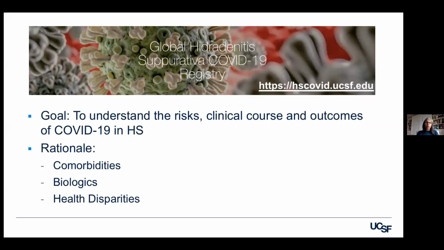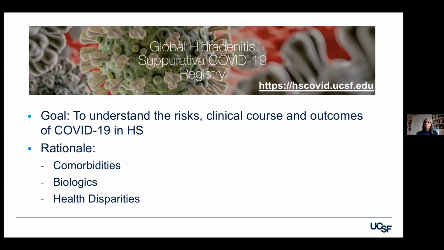HS patients do have significant comorbidities, including obesity and diabetes, and there's even some new literature showing that HS patients are likely to have associated chronic pulmonary conditions, and all of these comorbidities potentially portend a greater risk for severe COVID illness in these patients. Many HS patients, and certainly those who have more moderate to severe disease, are on biologics, and we don't really understand in this patient population what the effect of biologics will be on their COVID illness.